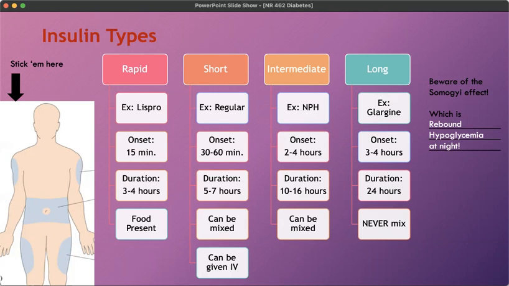And what that is, it's been so long since patients have eaten, their insulin injection is starting to lower their blood sugar levels. So we want to watch out for that type of effect in patients, especially patients with a change in dose of their insulin.